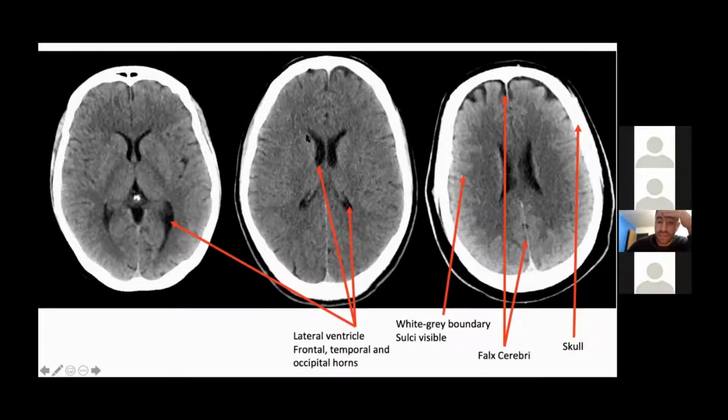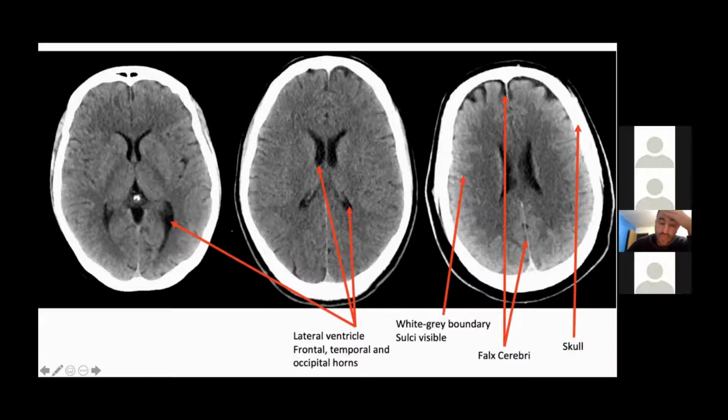So you can see here, in this middle slice, this is the anterior horn of the lateral ventricle. This is the beginning of where the inferior and the occipital horns meet. And then here, this is the occipital horn.